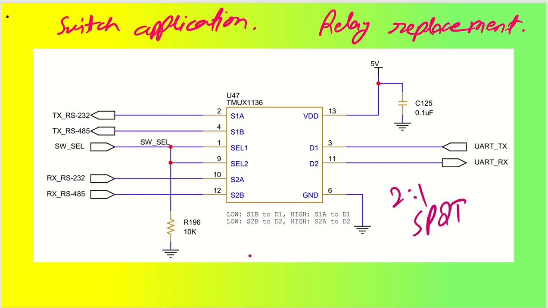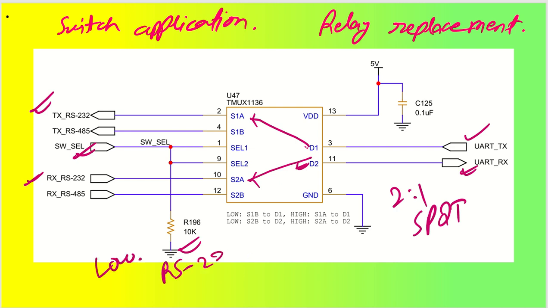Whenever my switch select line is pulled low, so if it is 0, then D1 is connected to S1A and D2 is connected to S2A. In that case I have connected my UART signals, UART TX and UART RX, from D1 to S1A, which is the RS-232 transmitter, and D2 is going to get connected to RS-232 RX. So when the switch select is low, it is acting as an RS-232 converter.